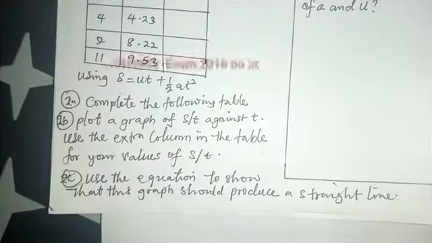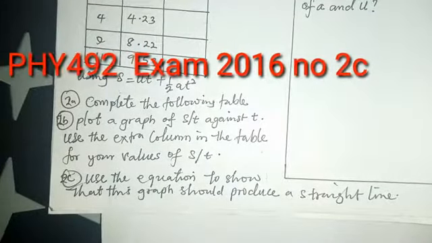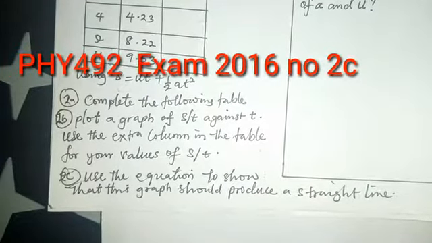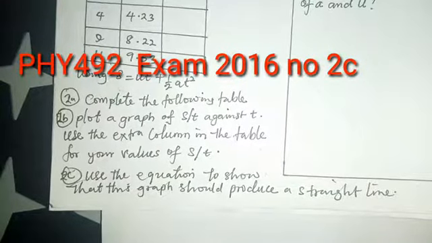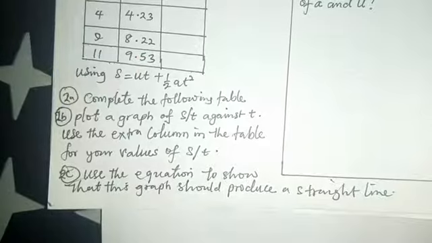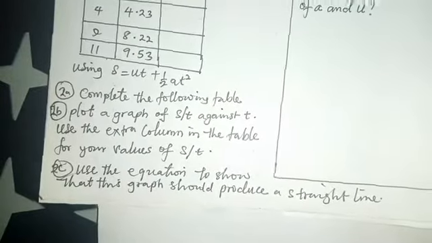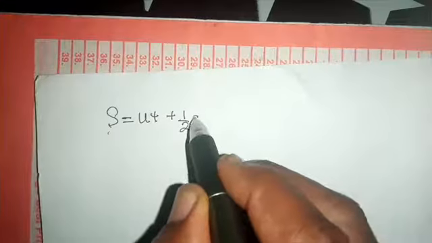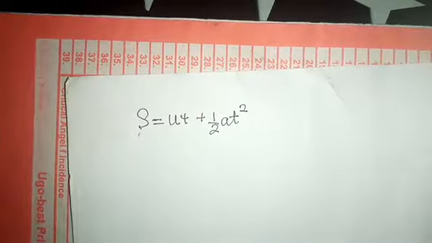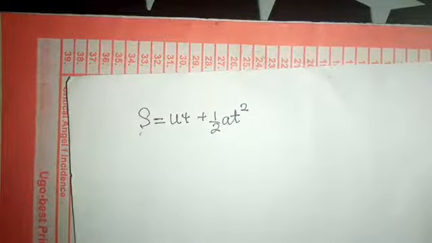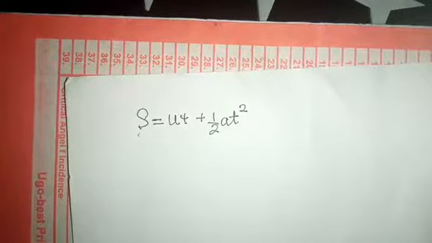Use the equation to show that this graph should produce a straight line graph. This is the equation that was given to us, and they say we should use this equation to show that the graph can produce a straight line graph.